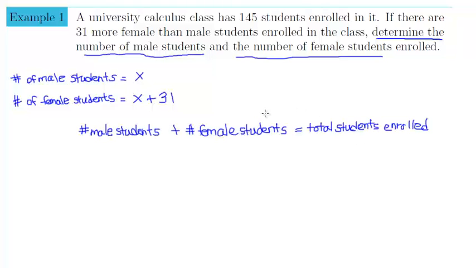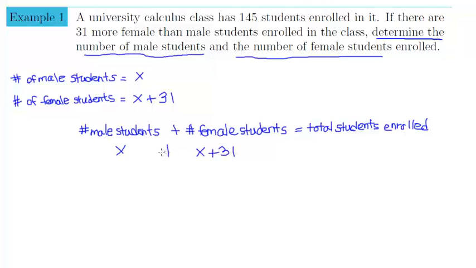We know that the total number of male students plus the total number of female students in the class equals the total students that are enrolled in the class. That's a fact. So what we can do is take this relationship that we know and apply the expressions we've created as well as any other numbers that might be useful in our problem. The number of male students we're going to replace with the variable x because that's what we called it. The number of female students we said was 31 more, so we could represent that with x plus 31.